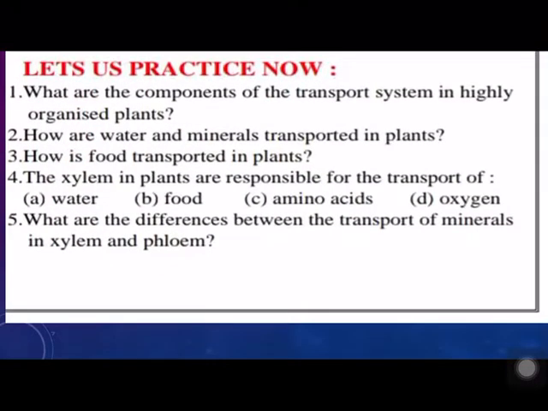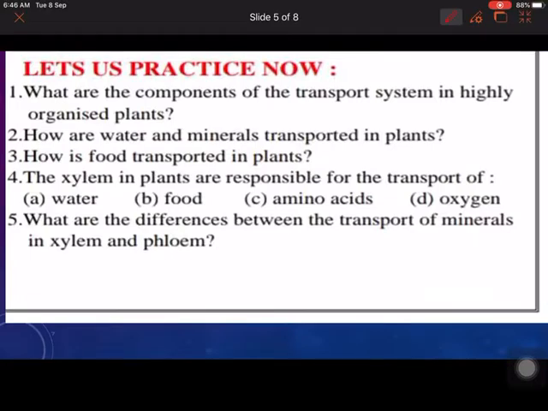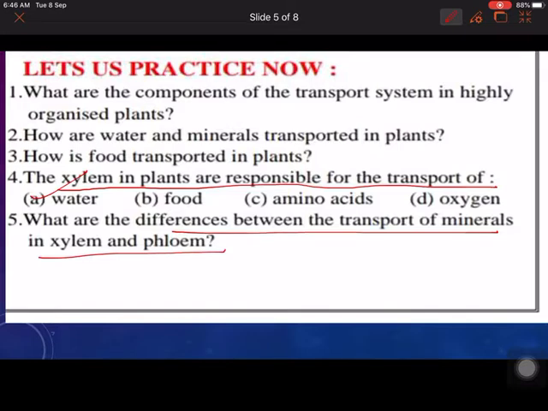Now let's see the question answers. What are the components of the transport system in highly organized plants? You will see the answer on the next slide. How are water and minerals transported in plants, and how is food transported in plants? All three questions' answers will be on the next slide. The xylem in plants is responsible for transport of what? It is for water. And you can see the difference between the transport of minerals in xylem and phloem from the slide.